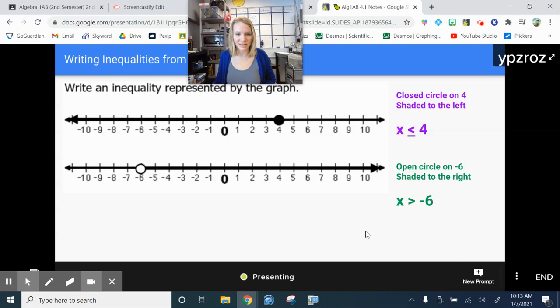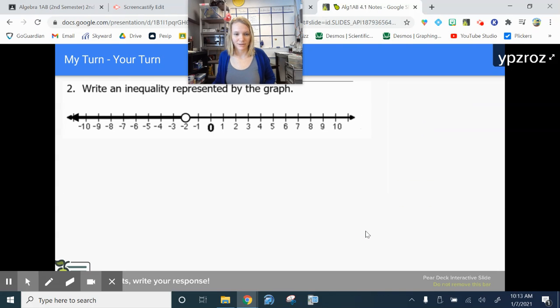So let's try another one. Let's have you guys try one and see if you can write an inequality based on that graph.